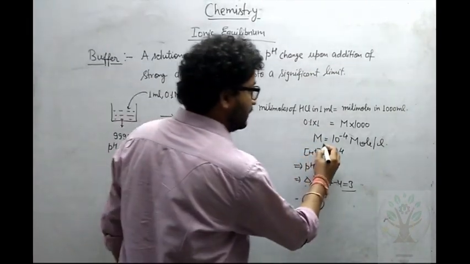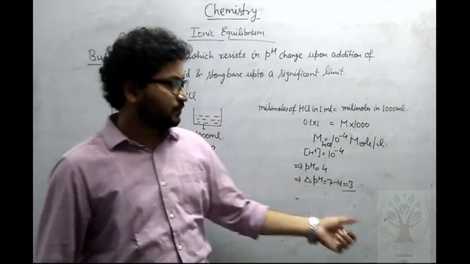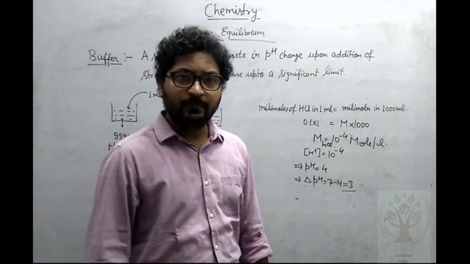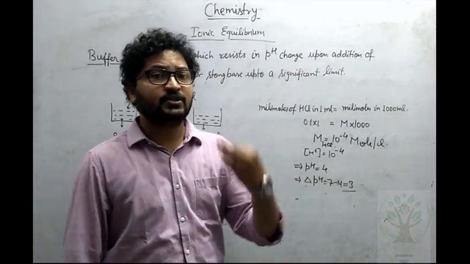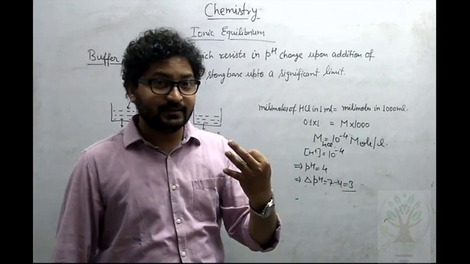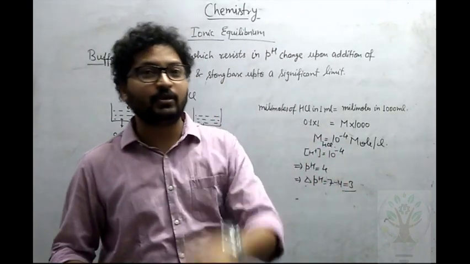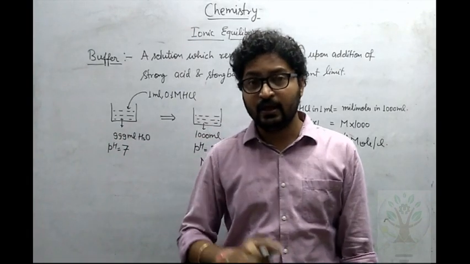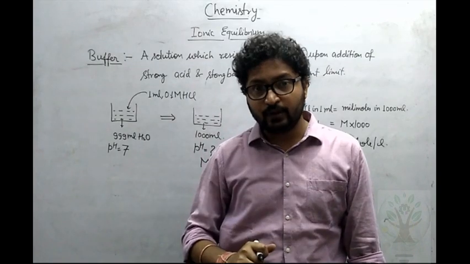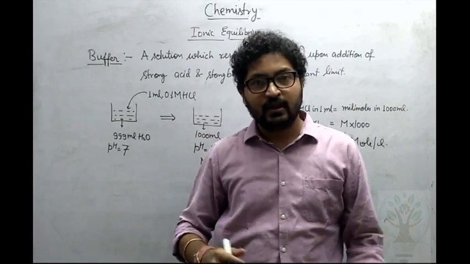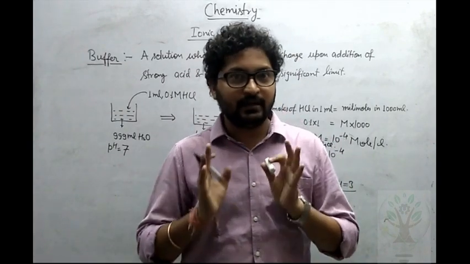This molarity belongs to HCl, so that means the H plus concentration is 10 to the power minus 4. So what is the pH? pH is 4. Earlier pH was 7, now pH is 4. So what is delta pH? Delta pH is 3. Are you getting this? You just added 1 ml of 0.1 molar HCl, which is not very concentrated as well, and the pH changed from 7 directly to 4. So it is a significant change. If your solution were a buffer, it would not allow this to happen.